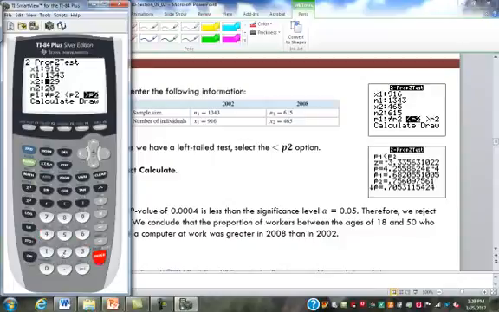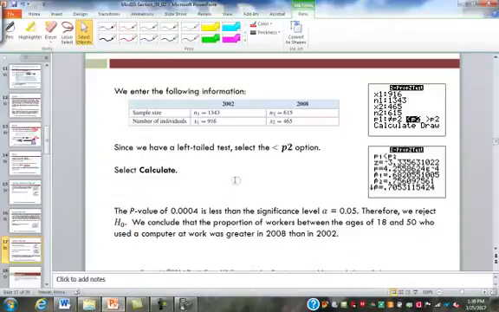X2, in the second sample, there were 465 that used a computer. And the sample size was 615. The alternative hypothesis was less than, so we choose less than there. And we hit calculate. And there we go, it's the same p-value. 4.3 basically times 10 to the negative 4. So 0.00043.